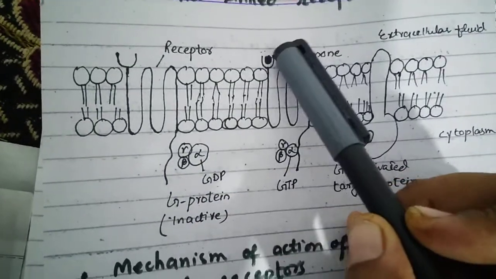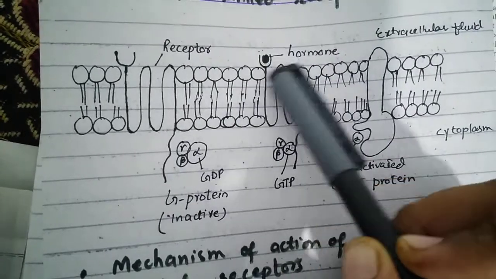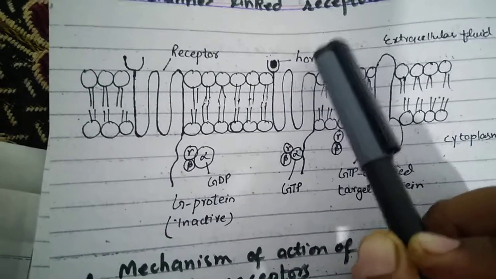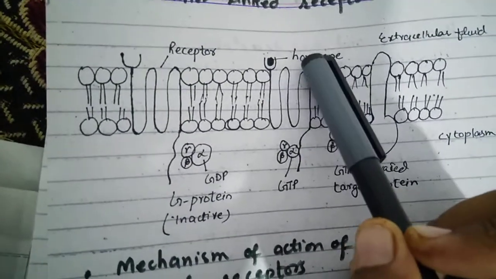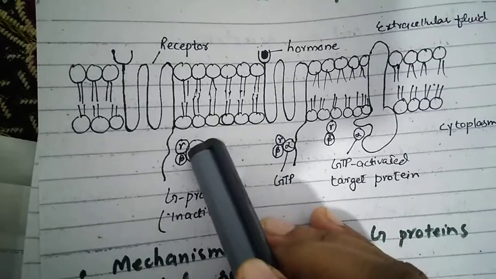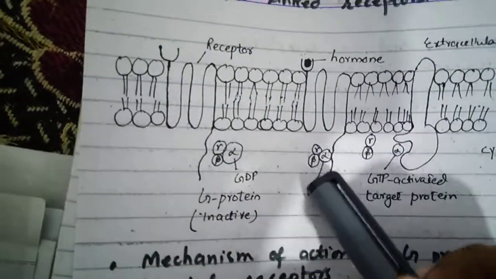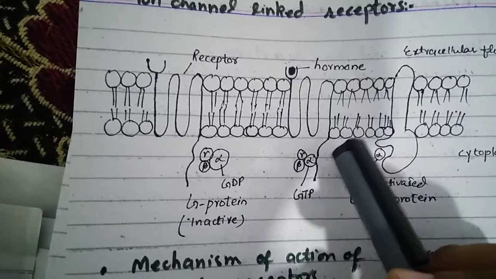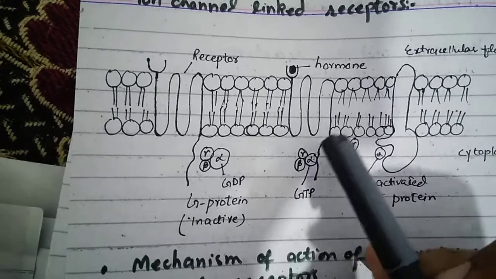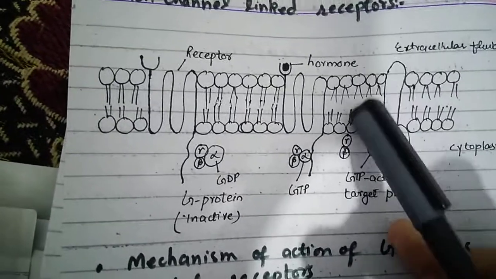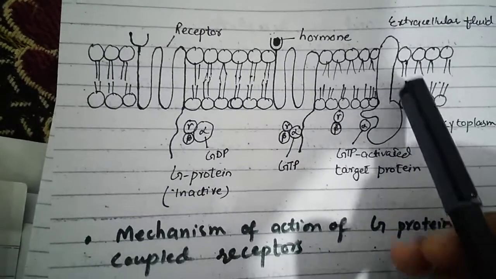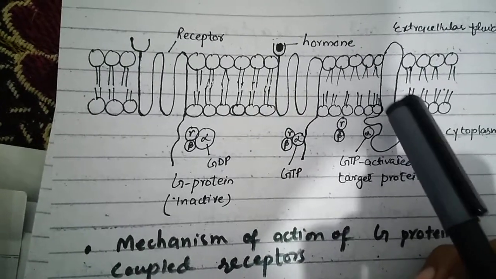When the hormone gets attached to the receptor site which is present outside the plasma membrane, then a conformational change occurs, and now this inactivated G protein is activated, and it gets attached to the inner surface of the plasma membrane. In the next step, the alpha subunit gets separated, and it gets attached to either ion channels or enzymes which need to be activated.